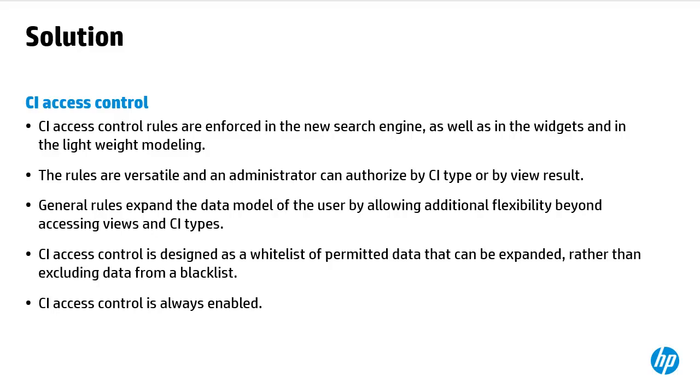General rules expand the data model of the user by allowing additional flexibility beyond accessing views and CI types. CI access control is designed as a whitelist of permitted data that can be expanded rather than excluding data from a blacklist. CI access control is always enabled.